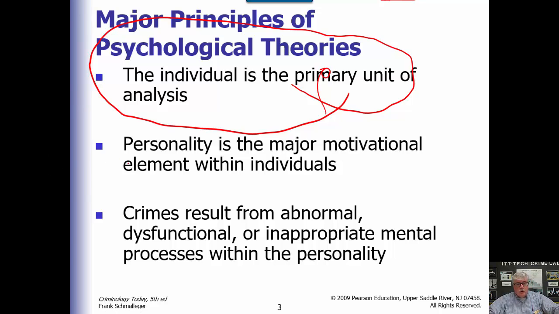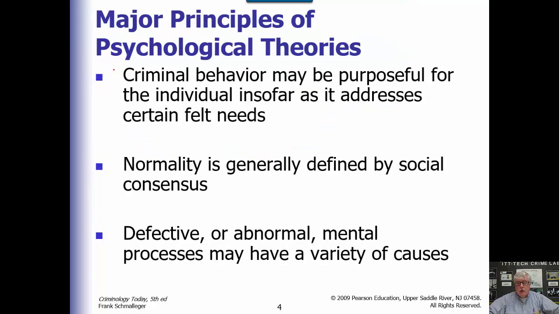Personality, and this is another tool I'm just getting used to. Personality is the major motivational element within individuals. Crimes result when there are issues with that, when someone is acting abnormally, with dysfunctional, inappropriate mental processes within the personality. Psychological theories believe that that's the cause of crime.